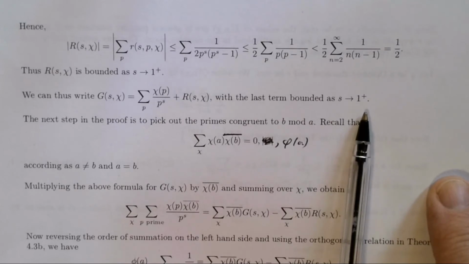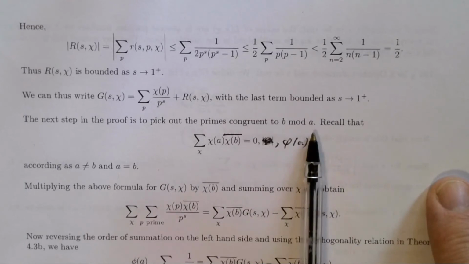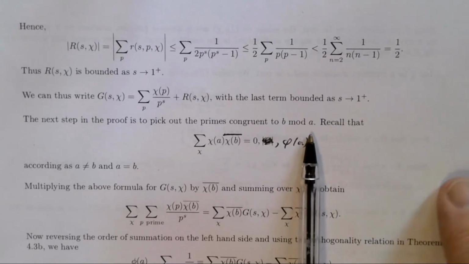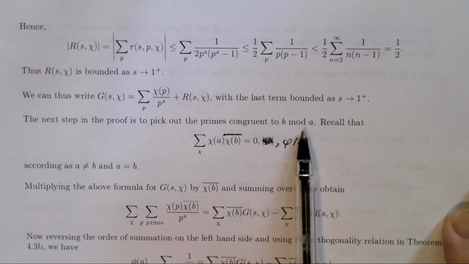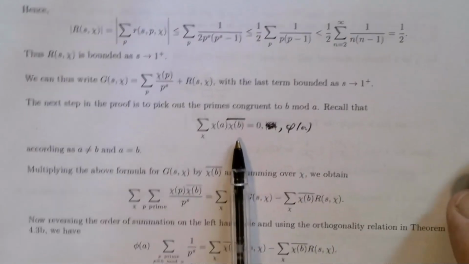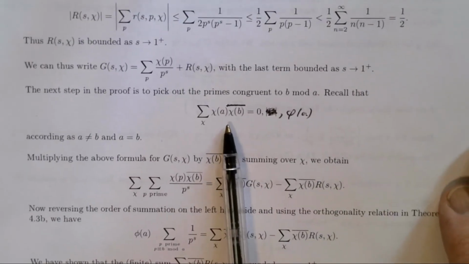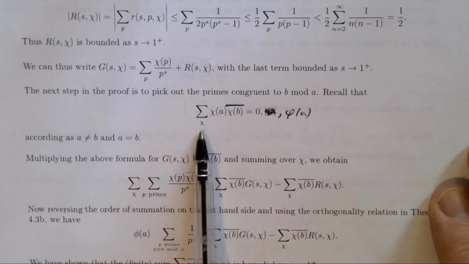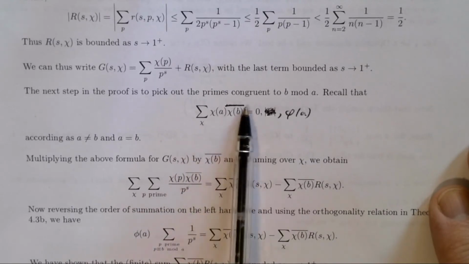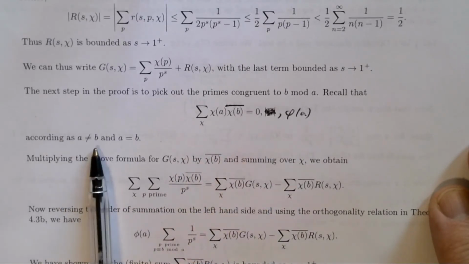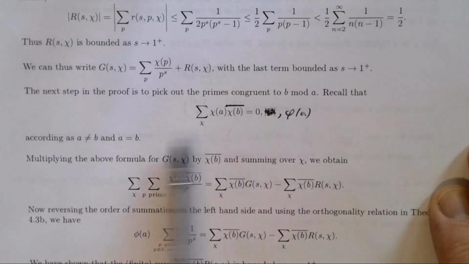Now the next thing we wanted to do was to pick out the primes that are congruent to B mod A. We did that before by looking at various sums and differences and multiplying by i's and subtracting and so on. We need to do this more generally now, and we do it using our orthogonality properties for these characters. So that's going to come into play now. And so we call it the sum over the characters of chi of A, chi B bar. Well, that was 0 if A was not B, and it was phi of A if A was equal to B.